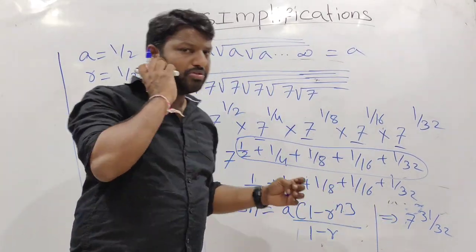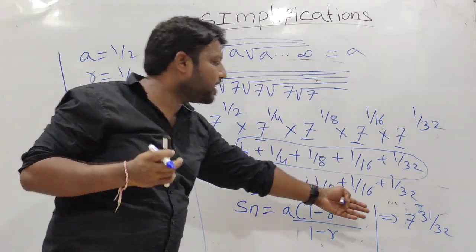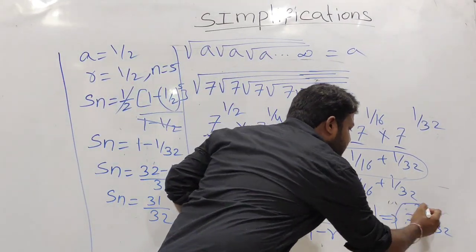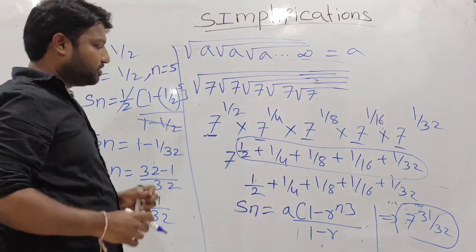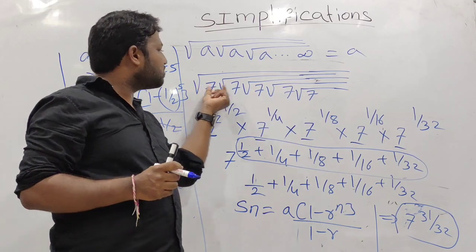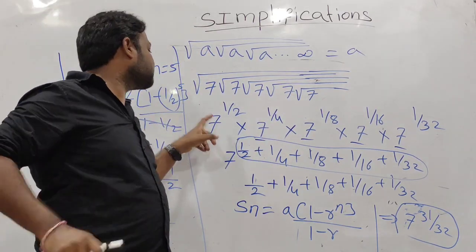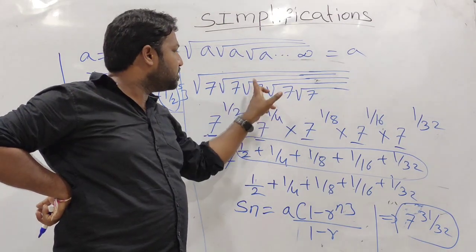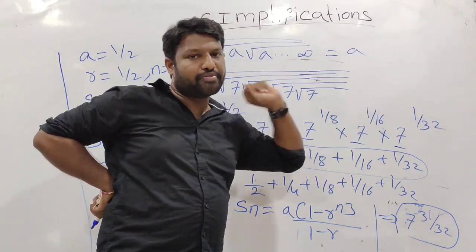Now I will derive one formula. No need of deriving the formula, but directly I will tell you how to write this. This is the basic method and this is the answer, 7 power 31 by 32. So what you have done? You have taken this 7 product లో ఏమున్నాయి సార్? ఓన్లీ 5 టర్మ్స్ ఉన్నాయి. సో ఈ రూట్ ఏం రాస్తాను? 7 power 1/2. ఈ 2 రూట్స్ కలిపితే 7 power 1/4, 7 power 1/8, 7 power 1/16, 7 power 1/32.